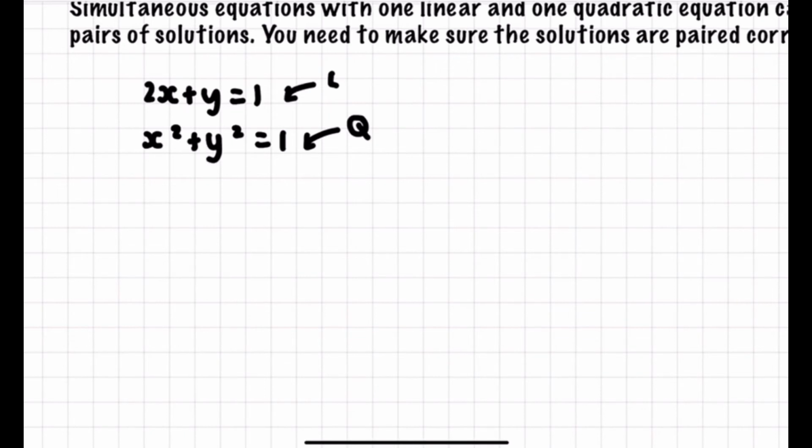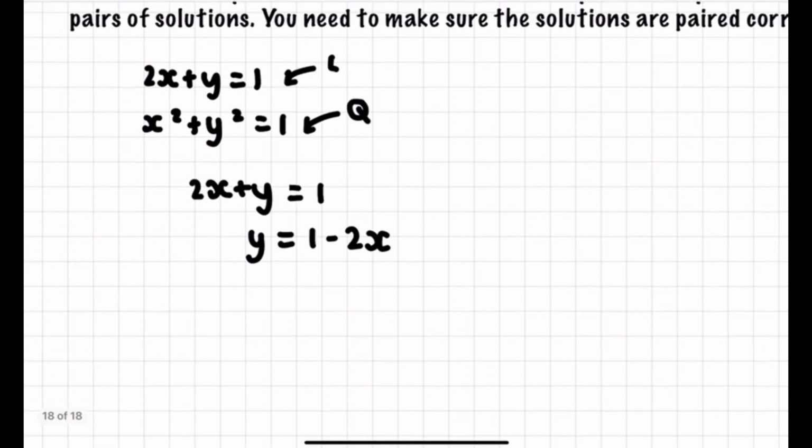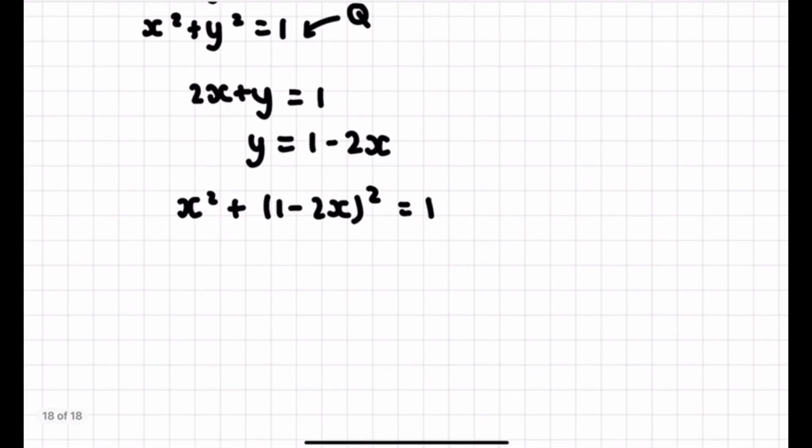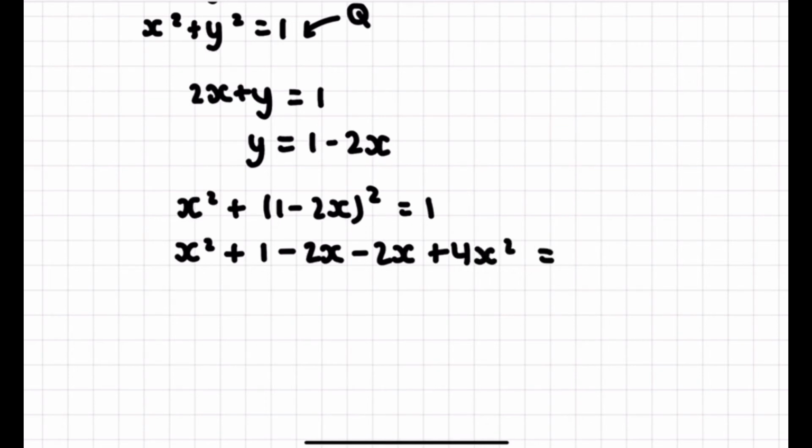So for this example, I need to rearrange 2x plus y equals 1 to be y equals 1 minus 2x. This can now be subbed into the quadratic equation, so in place of a y, there is 1 minus 2x. This needs to be multiplied out, so it's x squared plus 1 minus 2x minus 2x plus 4x squared equals 1. Adding all of this together would be 5x squared minus 4x, and taking 1 off of both sides will mean it's equal to 0.